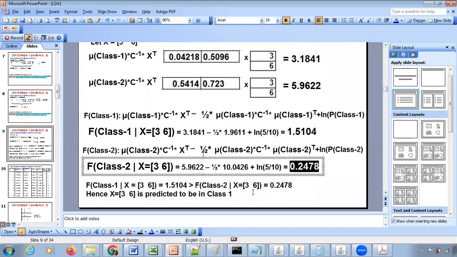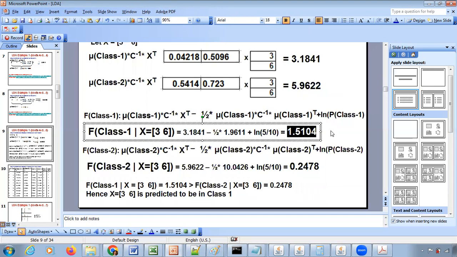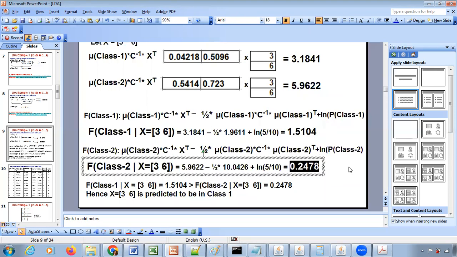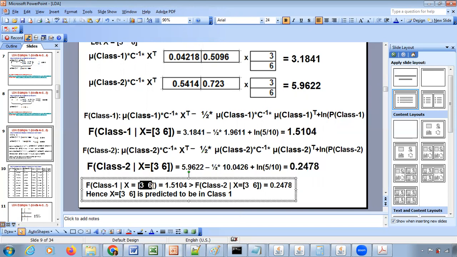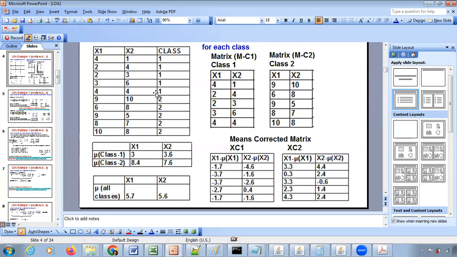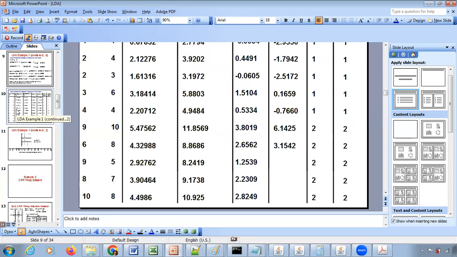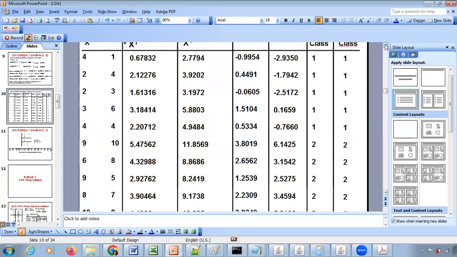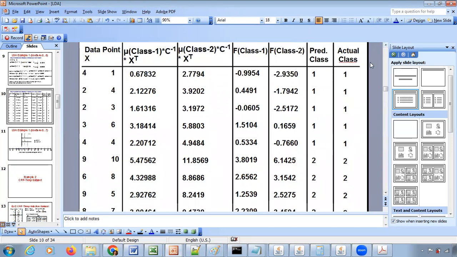So the larger of the F values gives the corresponding class. So 1.5104 is greater than 0.2478. Very clearly you can differentiate between the 2 F values. So this data point 36, we are predicting it to belong to class 1, and it does belong to class 1 in the test data set. So in the training data set, 36 will belong to class 1. So like that, you can do the prediction for all the data points in the training data set or for any other data point as well.